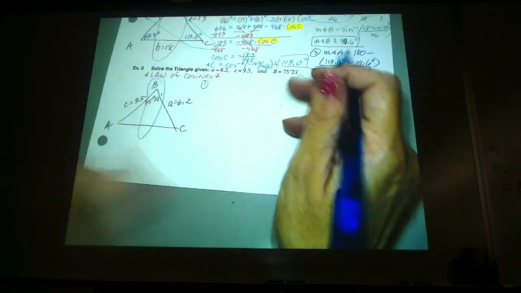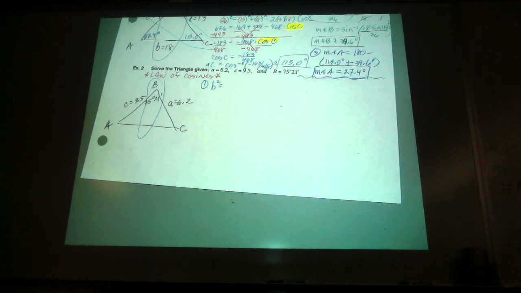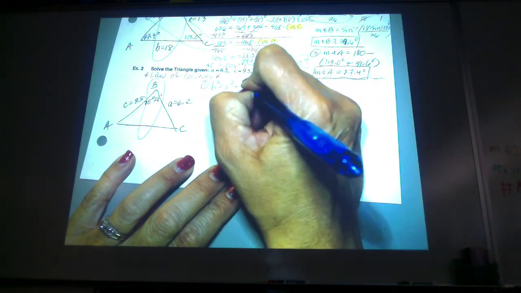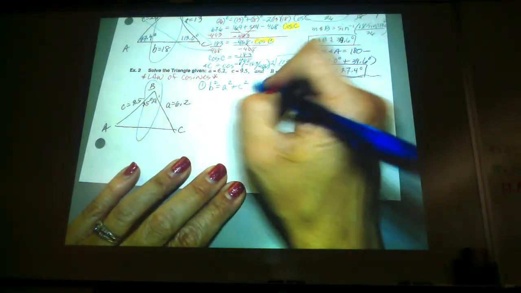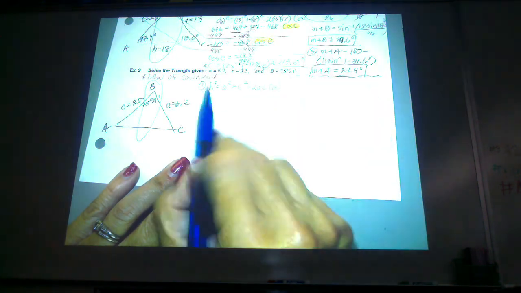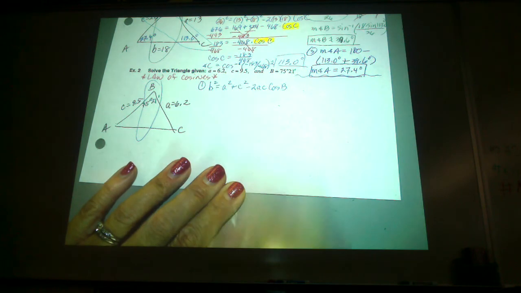So law of cosines, I'm starting with angle B, so I want side B on one side by itself. Now, since I am solving for a side length, our solution is going to be slightly different than the one that we did above, because the one that we did above, we were actually finding the degree of that angle. So B squared, the other two sides are A squared and C squared, so they get squared and added together. Then minus 2 times those two same sides, AC, times the cosine of what's on the other side by itself, which would be angle B. So plug in what you know.